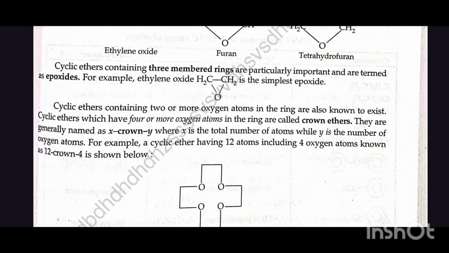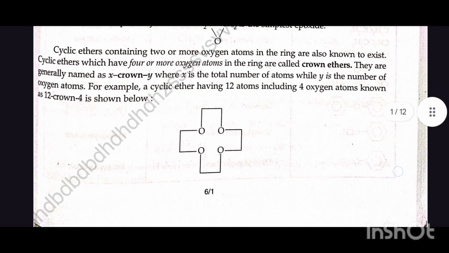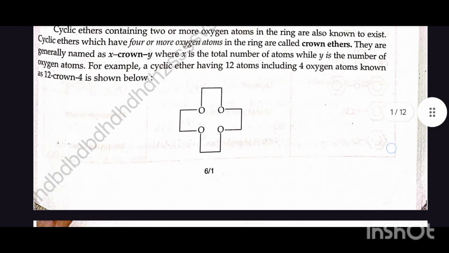Cyclic ethers containing two or more oxygen atoms in a ring are also known to exist. Cyclic ethers which have four or more oxygen atoms in the ring are called crown ethers. They are generally named as X-crown-Y, where X is the total number of atoms while Y is the number of oxygen atoms. For example, a cyclic ether having 12 atoms including 4 oxygen atoms, known as 12-crown-4, is shown below.